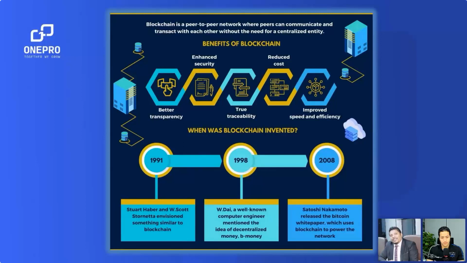Then in 1998, Wei Dai, a well-known computer engineer, mentioned the idea of decentralized money, which is called B-money. And then in 2008, Satoshi Nakamoto released the Bitcoin white paper, which uses blockchain to power the network.